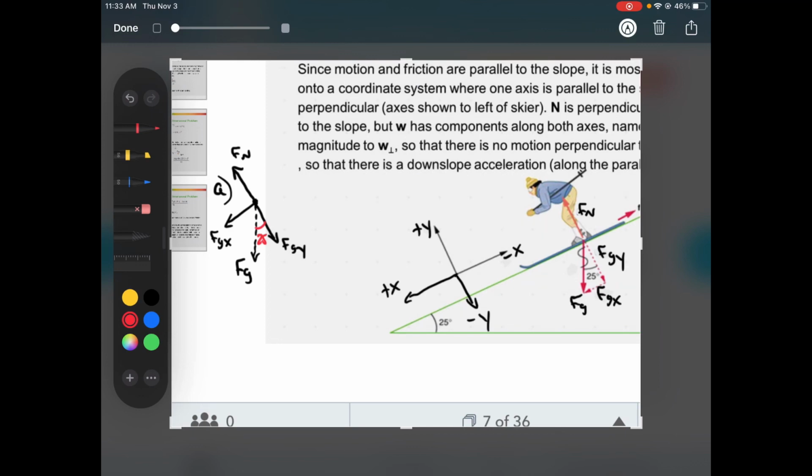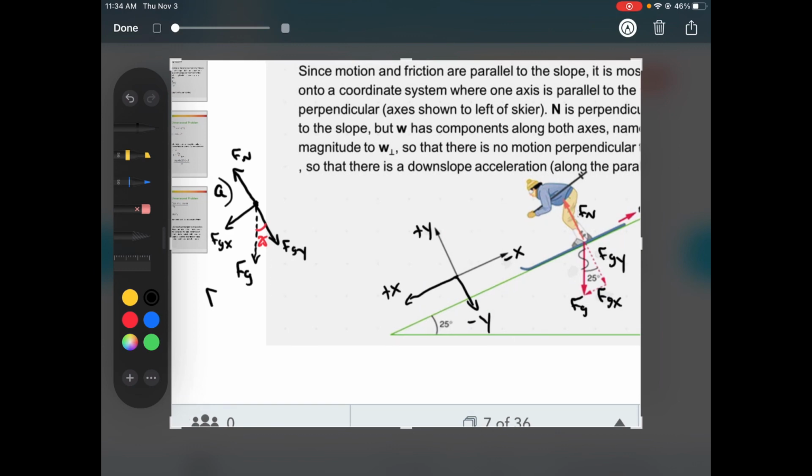But trigonometrically speaking, we usually use cosine with x, sine with y. In this case, though, that changes. So that x portion is actually going to be the sine this time, because the x portion is the opposite to that 25-degree angle. So instead of saying that Fgx is cosine of the angle times the weight, it's going to be the sine. So Fgx is what we're looking for.